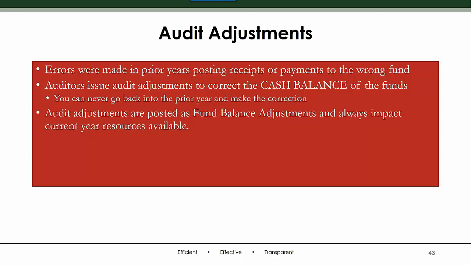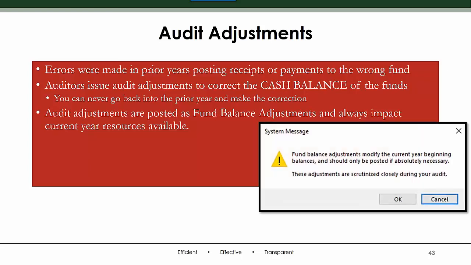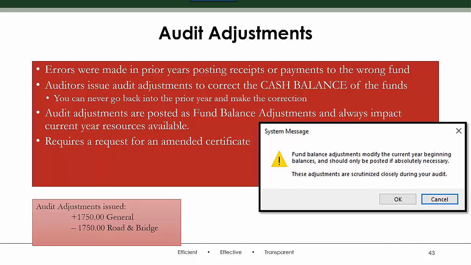Audit adjustments are posted as fund balance adjustments, and they always impact the current year resources available. That means you're going to do them by fund balance adjustments, and it's going to change your January 1st fund balance. It requires a request for an amended certificate because you have to tell the county auditor these fund balances have changed. All right, now here's my audit adjustments.